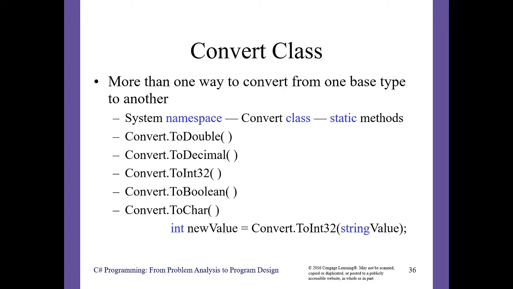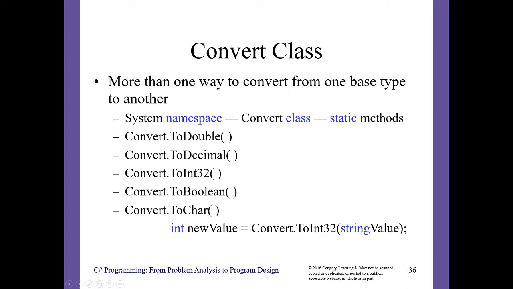Now, another way that we could change data from one data type to another, we've seen a few. We've seen that we can cast things. We've seen that we can parse things. Now we'll see that we can use the convert class. The convert class gives us another nice simple way to convert things from one data type to another. So I can convert something to a double, to a decimal, to an int 32, to Boolean, or to char.